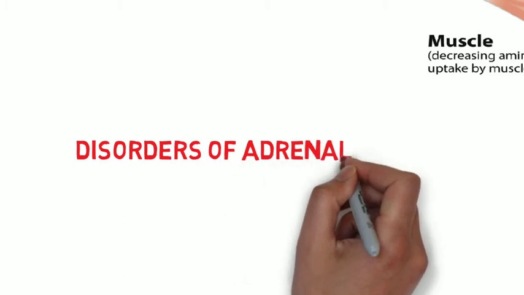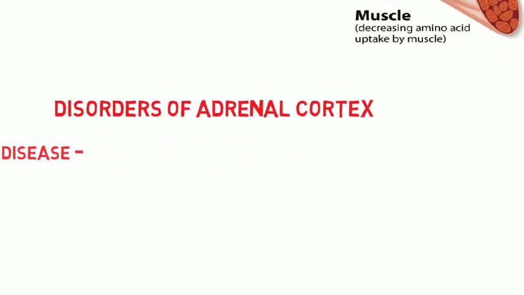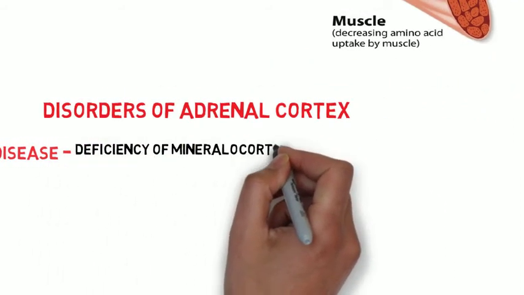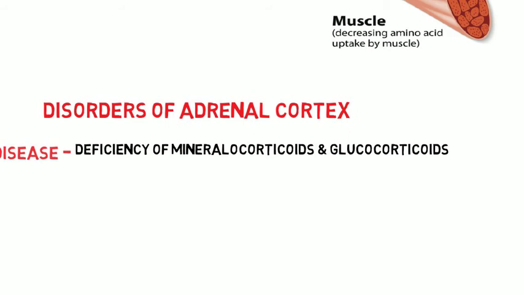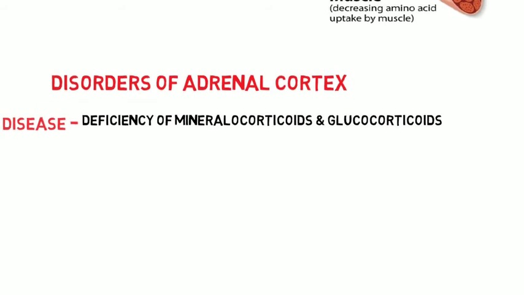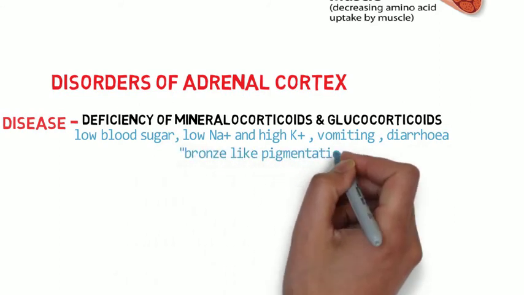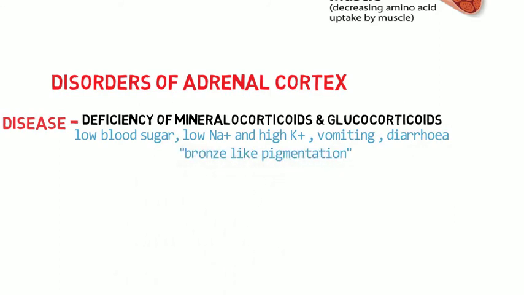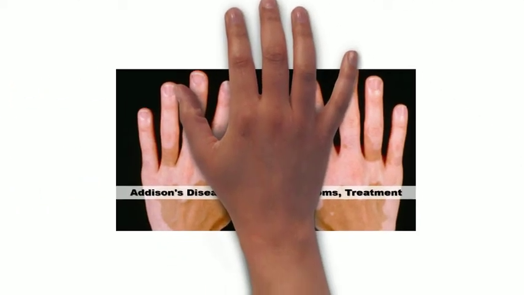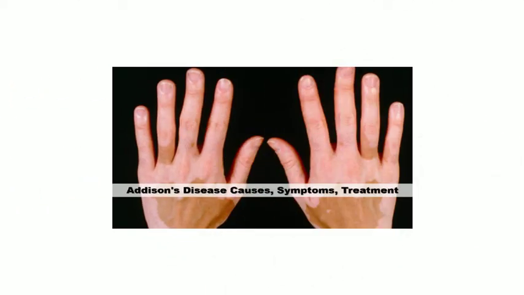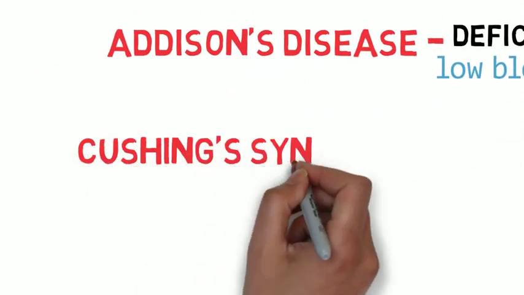Let's discuss disorders of the adrenal cortex. The first is Addison's disease. It is caused due to the deficiency of mineralocorticoids and the glucocorticoids. The symptoms are mainly low blood sugar, low sodium, high potassium, vomiting, diarrhea, and the main symptom is bronze-like pigmentation. The picture shows this significant pigmentation in the patient suffering from this Addison's disease.